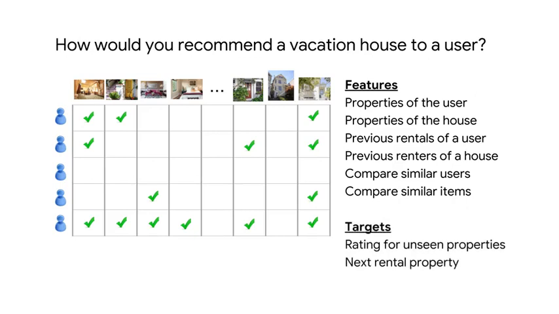What were you trying to model? That is, what label did you think to use? Did you try to predict a user's rating score for a new property? Or perhaps you wanted to simply predict what house they would book next.